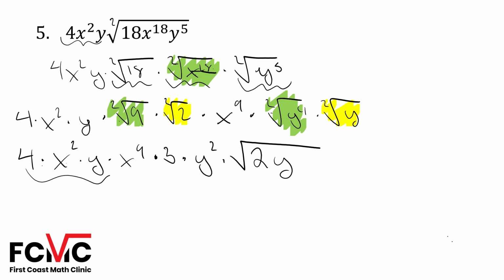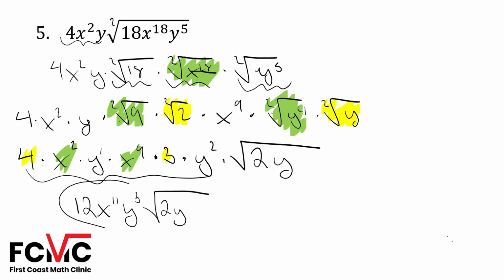Now let's simplify everything outside of our radical. Starting with 4 times 3, giving us 12. X to the 2nd times x to the 9th. And we're going to add our exponents. So it's going to give us x to the 11th. And then y to the 1st times y to the 2nd. That's going to give us y to the 3rd. And then times our square root of 2y. So this is going to be our answer for number 5.